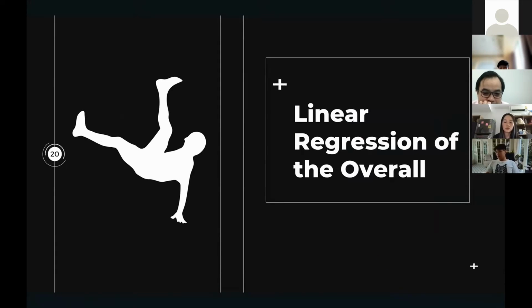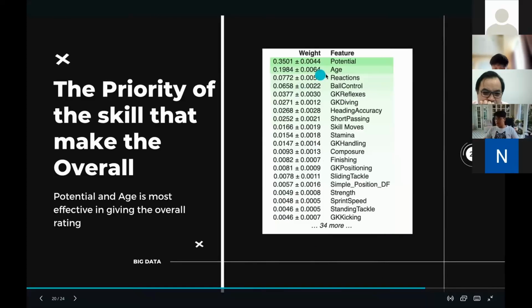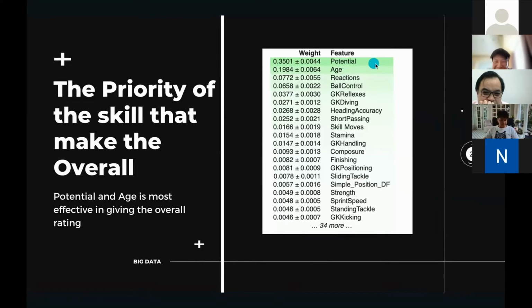And the third topic is the linear regression of the overall statistic of the player. So what I did is split the data, taking the overall and then splitting it into 10 test data. And I did the permutation too. And what I saw from the permutation is that the most important ones are potential and age, which have the most effect on the overall rating of the player.